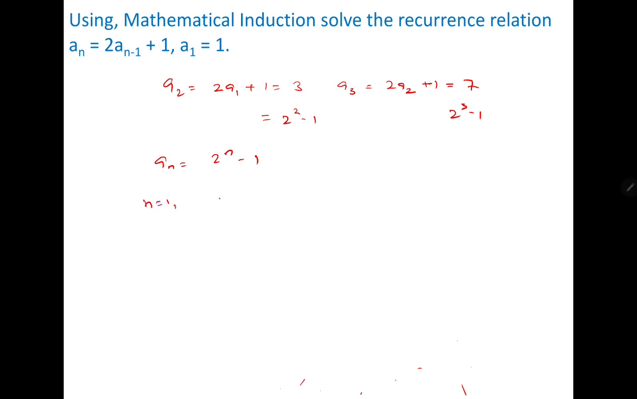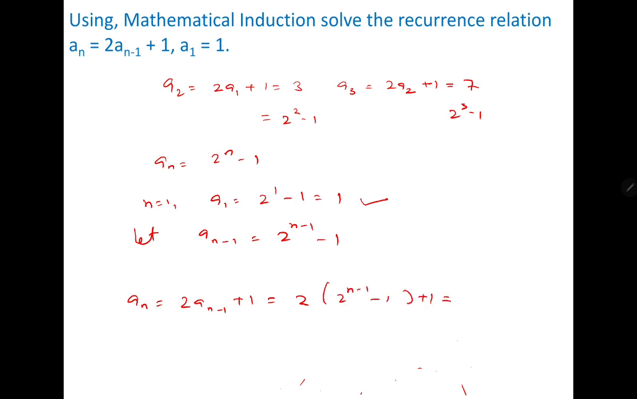So for n is equal to 1, a1 is 2 raised to the power 1 minus 1, which is 1, which is correct. So let it be true for n minus 1, which means an minus 1 is 2 raised to the power n minus 1 minus 1, and I have to prove it is true for an. So an is given as 2an minus 1 plus 1, which is 2 times 2 raised to the power n minus 1 minus 1, plus 1, and that turns out to be 2 raised to the power n minus 1. Hence, using mathematical induction, it is absolutely correct.